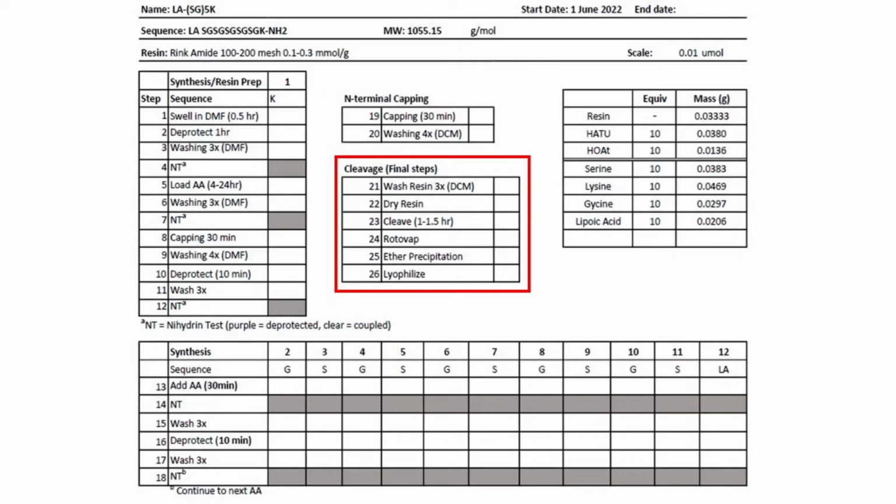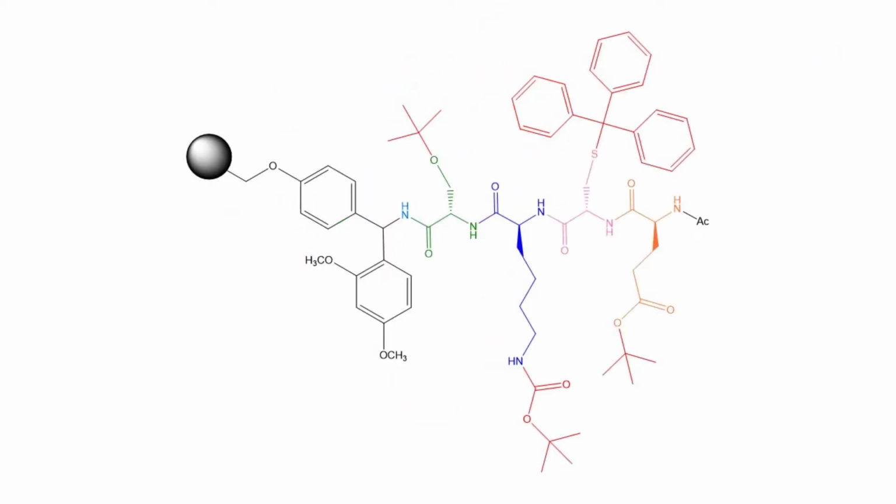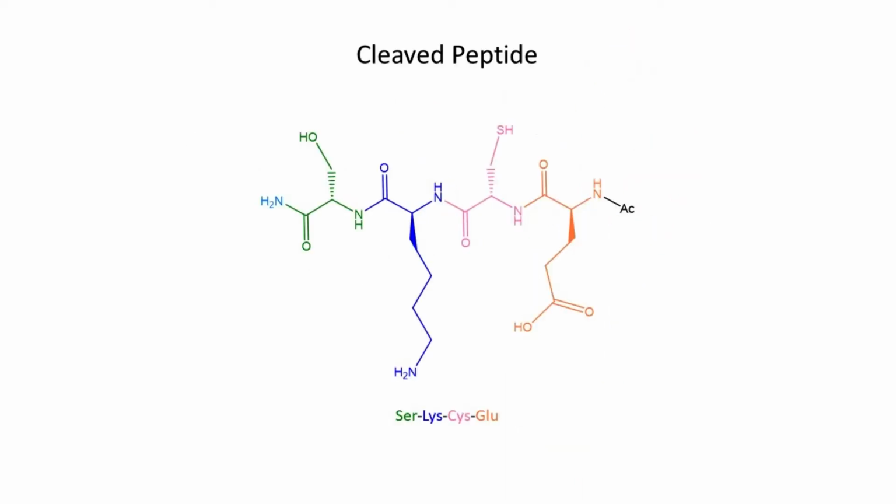Once you have completed the coupling and deprotecting of your final amino acid and optionally capped the N terminus, your peptide will look something like this. Each of your amino acid side chains has a protecting group, shown in red, that needs to be removed, and your C terminus is still attached to your resin. If you recall from the resin preparation video, your resin linker actually looks like this. The cleavage reaction works to deprotect your amino acids and cleave your peptide from the resin in one step.